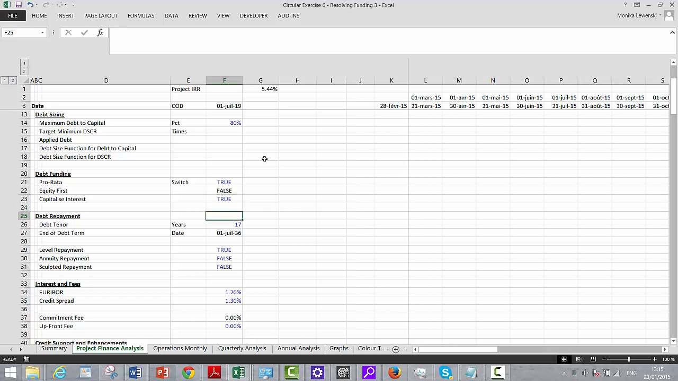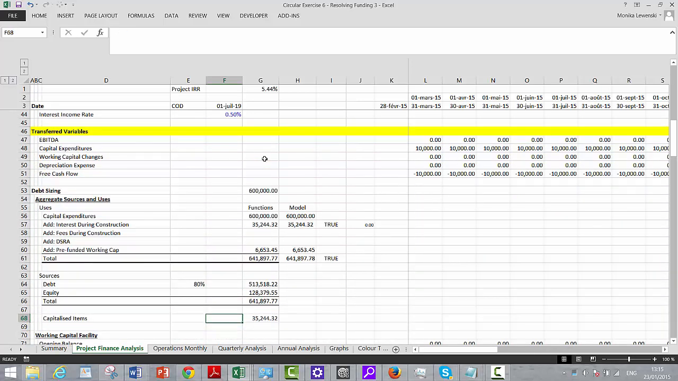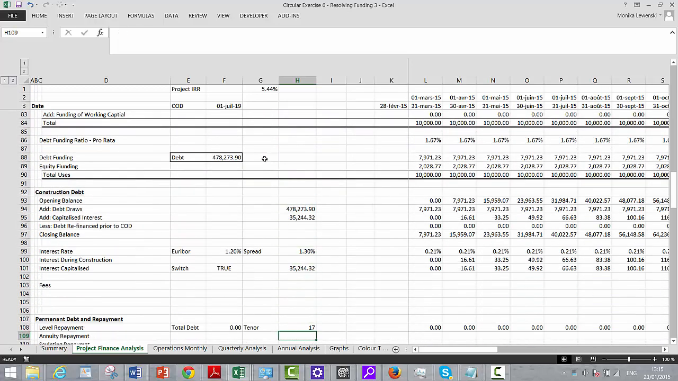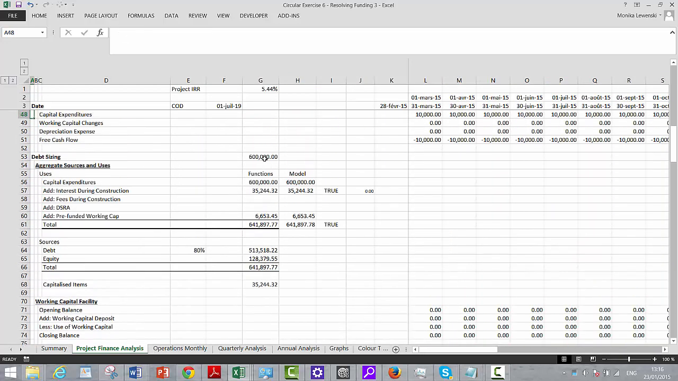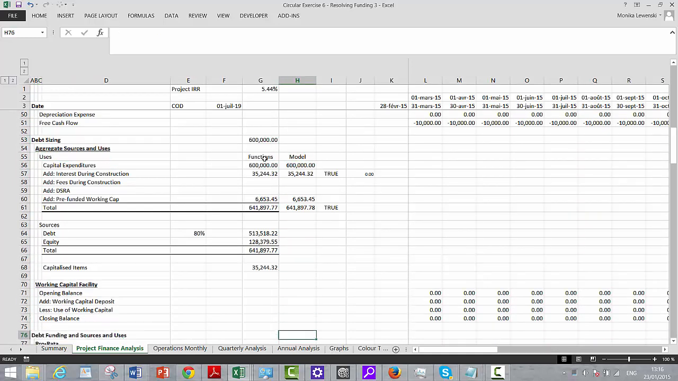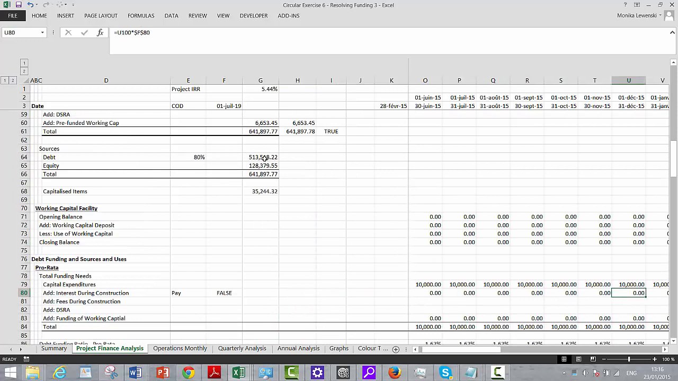If we put true here as the switch, we get the correct amount, here's the amount we get in the function for capitalized interest over the entire period. This sum of line 100 simply sums the whole line of capitalized interest that's computed from our debt schedule, and there we have it. In this case, there were no funding needs associated with the interest during construction.